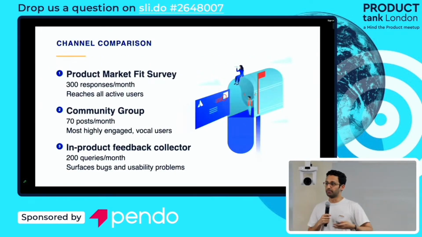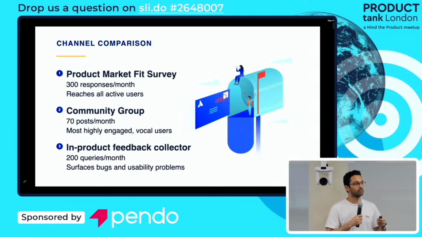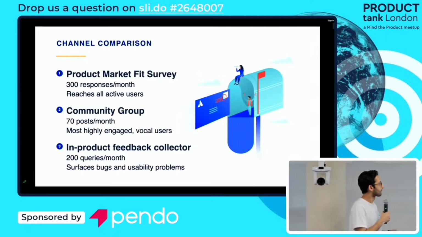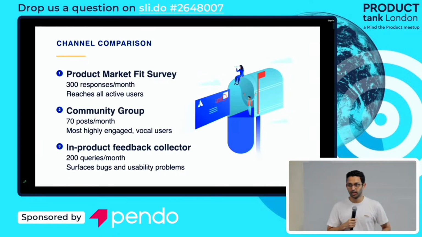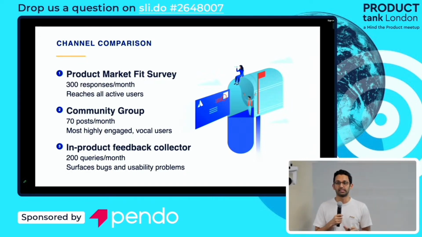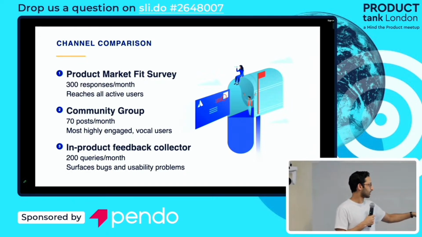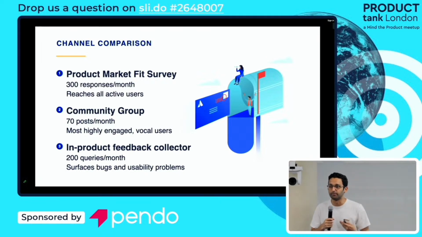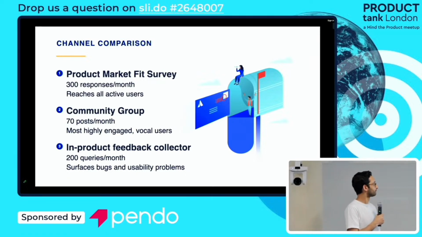All these channels are complementary to each other. They're telling us stories from different users. The product market fit survey gives us about 300 responses a month. It gets to all the customers that we have. The community group, about 70 posts a month. As I said, it's our most engaged users. And our in-product feedback collector gives us 200 queries or feedback requests or whatever comes in through that channel a month. So quite a bit of volume there.